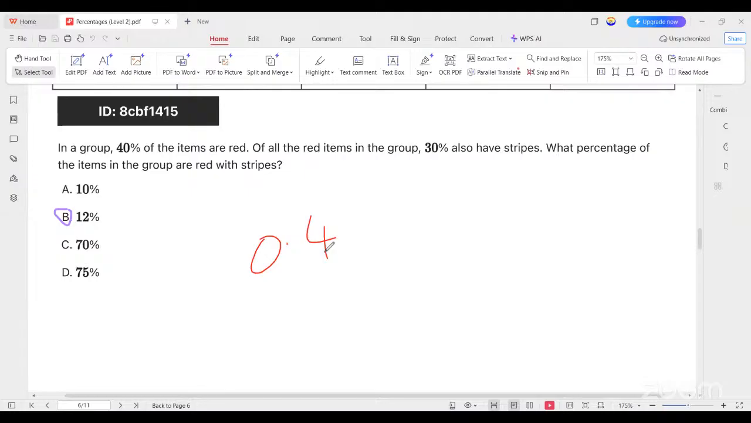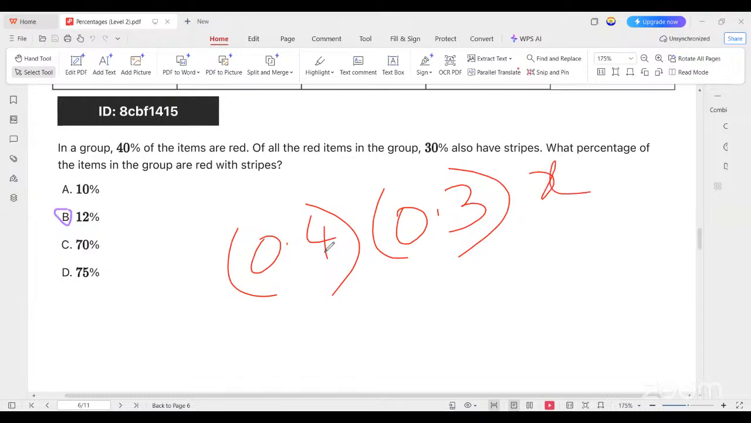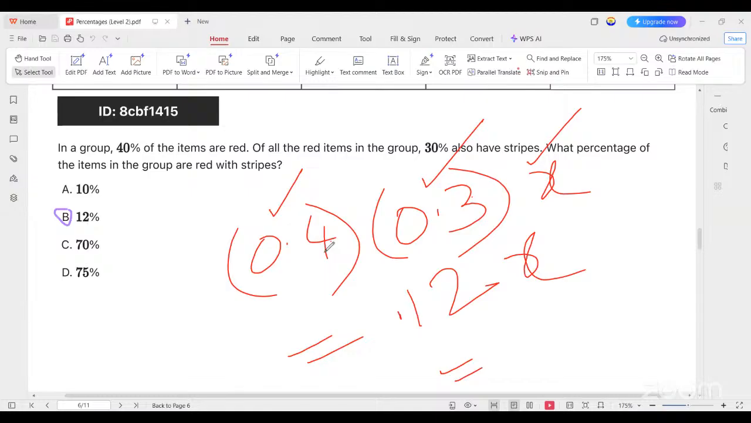Means either we can do 0.4, then again we have to apply 30%, so again 0.3. Whatever the base value, first time I am applying 40%, again I am applying 30% on the base price. Like this, we can multiply. You can make a note of this: the multiplication of 4 times 3 is 12, and 2 decimal points, so 0.12 is nothing but 12%. Right? 12% of x. You can make a note of this.